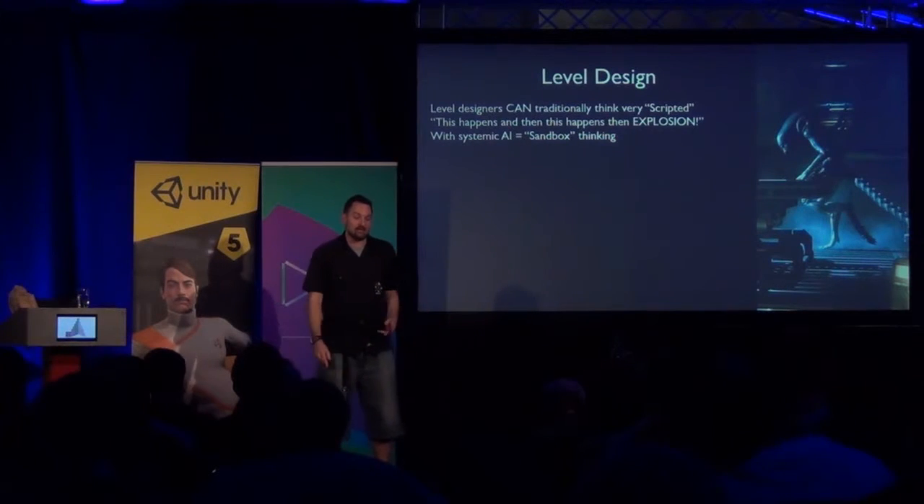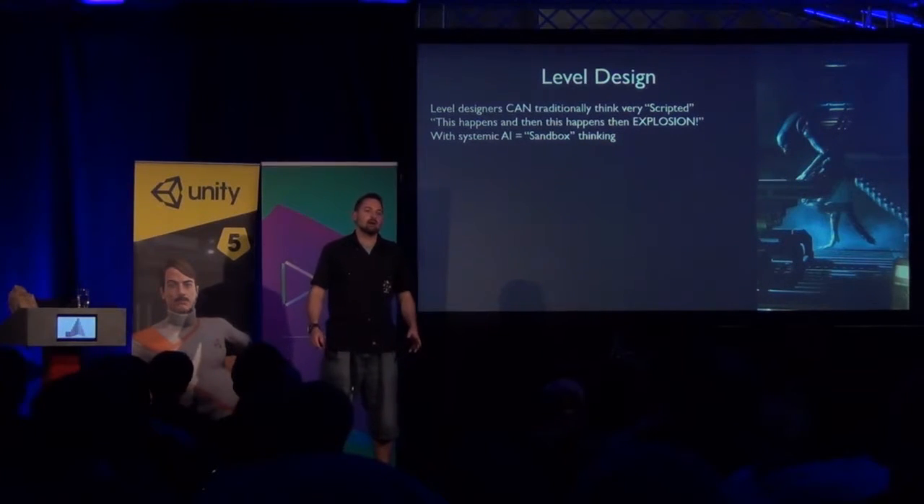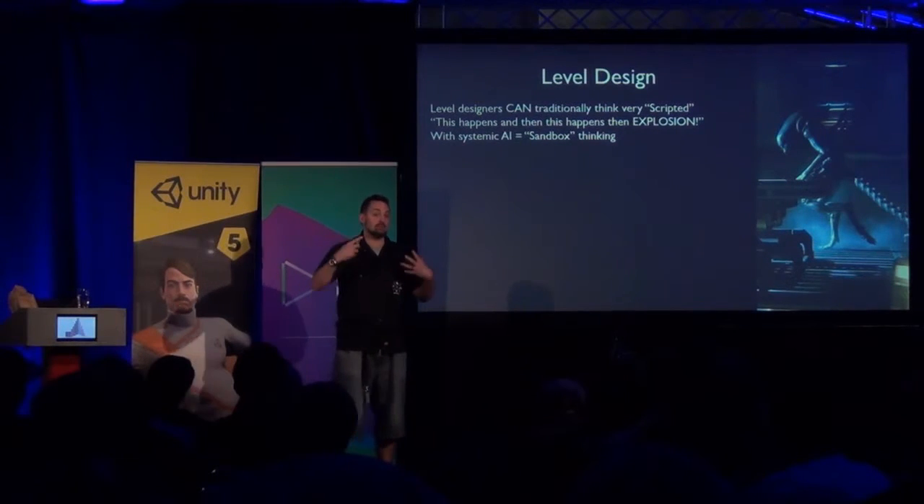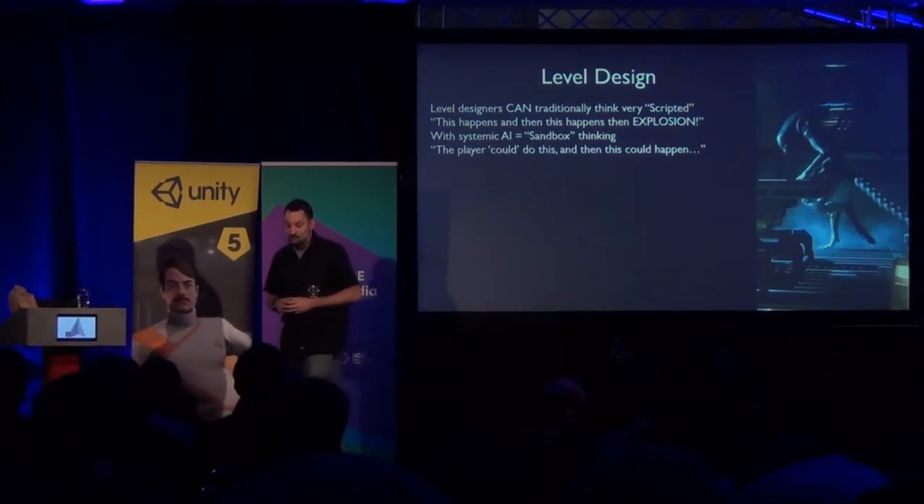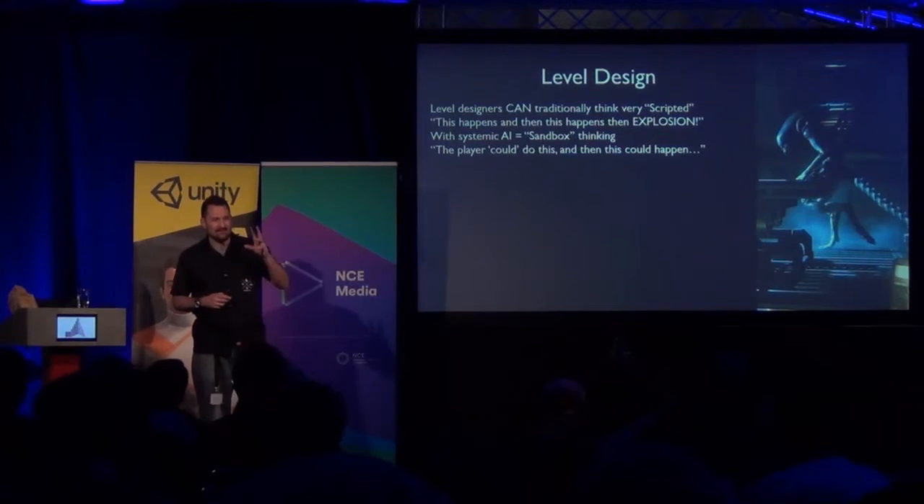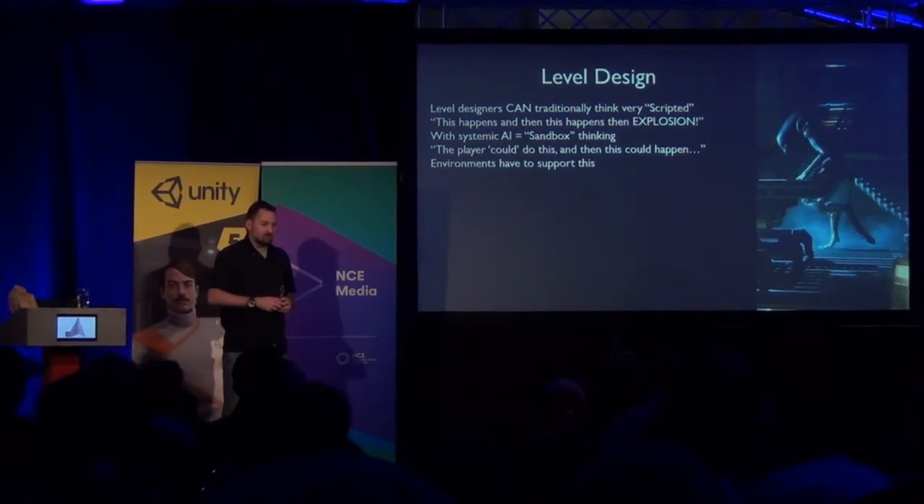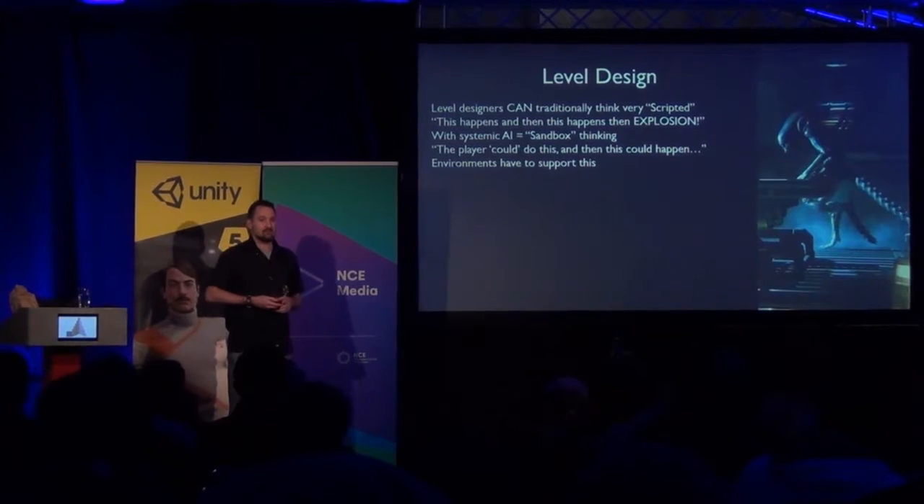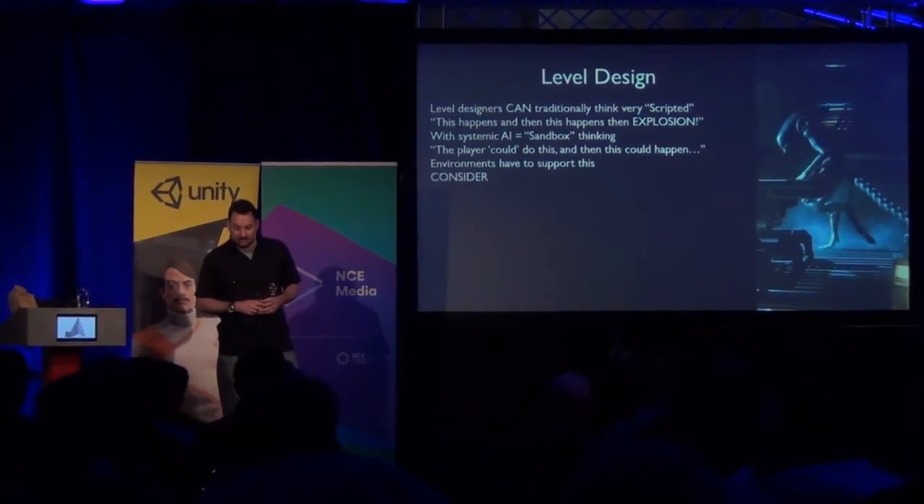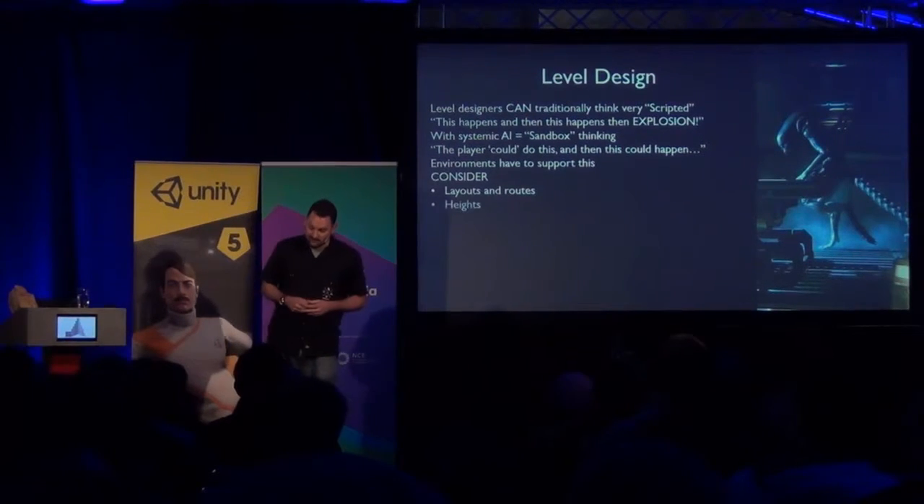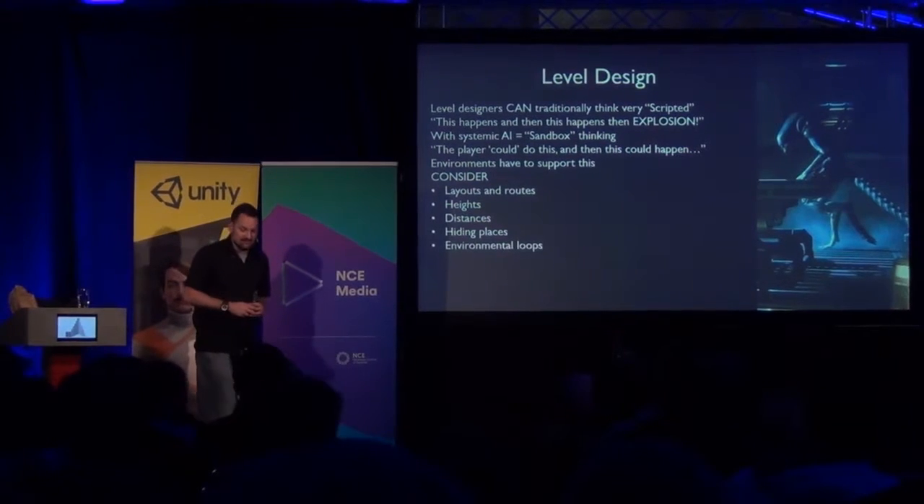When actually, when you're working with systemic AI, you can't build levels like that, because you're like, the player's going to walk in there, what if the alien's there? Okay, so the player's going to walk in here, and at some point this could happen, and you start thinking about it in a more sandbox kind of way. The player could do this, they may do this, and then this probably needs to happen. Environments have to support this. So you build your AI first, and you construct your game around it.